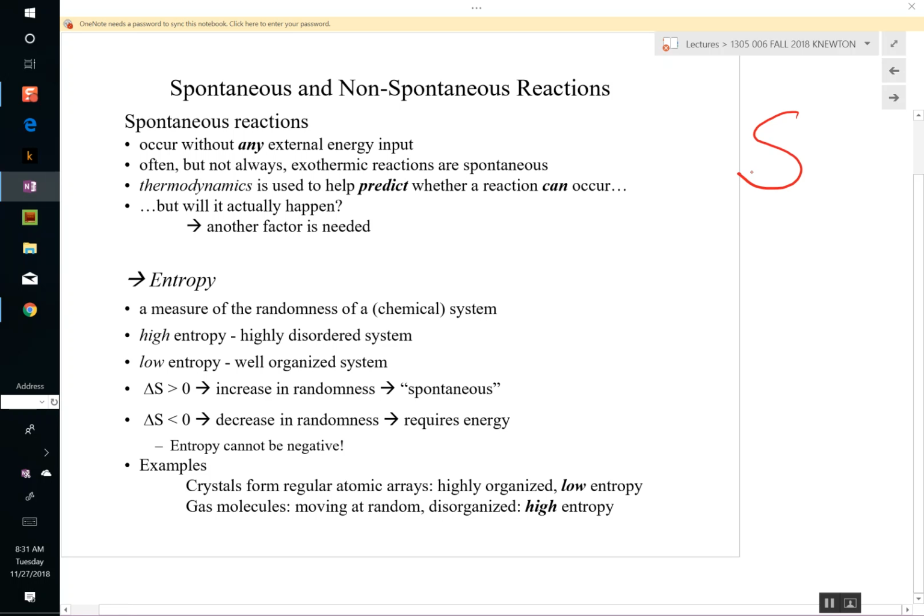This is pretty common protocol. When you see H, enthalpy. S, entropy. Entropy is another concept, and it does impact a lot of things, but particularly chemical reactions. Okay, it's a measure of the randomness of a chemical system. High entropy is highly disordered. Low entropy, well organized. Okay, I'm going to give you some examples of this.